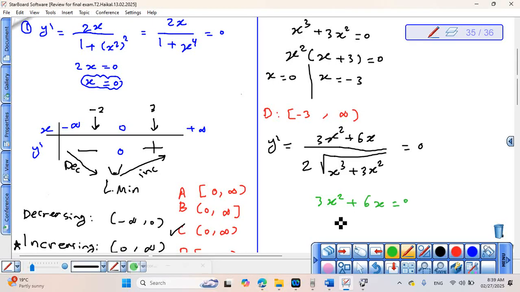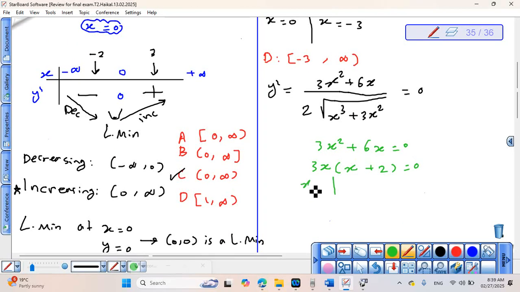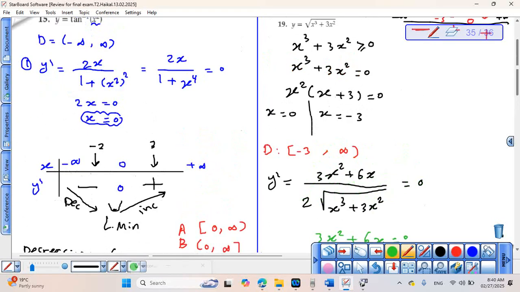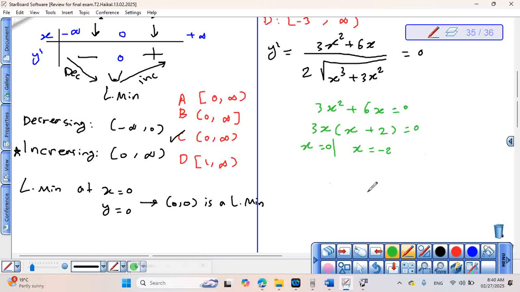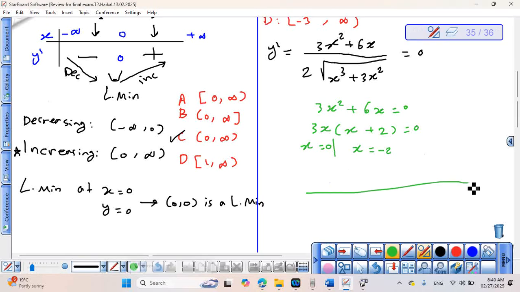We can take 3x as a common factor: 3x times (x plus 2) equals 0. We have two choices here, x equals 0 or x equals negative 2. Also x that makes the denominator equal 0 makes the first derivative undefined. These are two critical numbers, 0 and negative 2, and both are inside the domain. Okay, that's good.